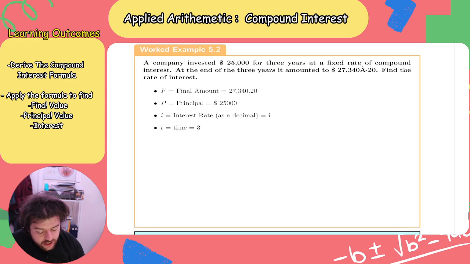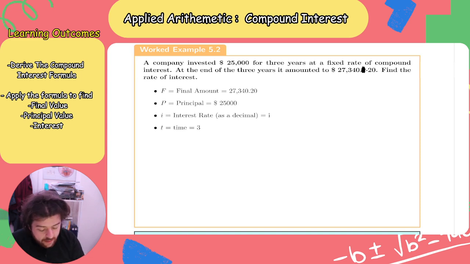Right, so let's look at this question here now. A company has invested $25,000 for 3 years at a fixed rate of compound interest. At the end of the 3 years, it amounted to 27,340 euro and 20 cents. Find the rate of interest.